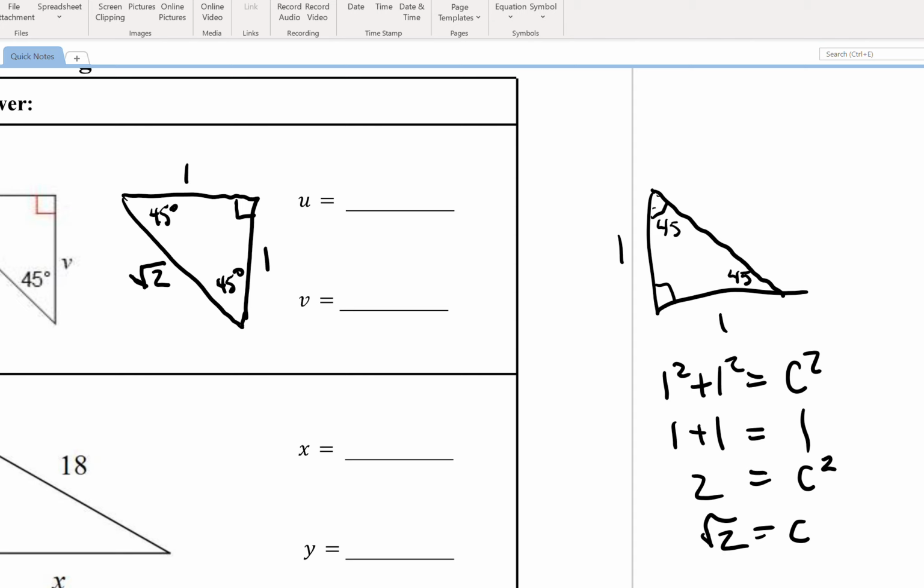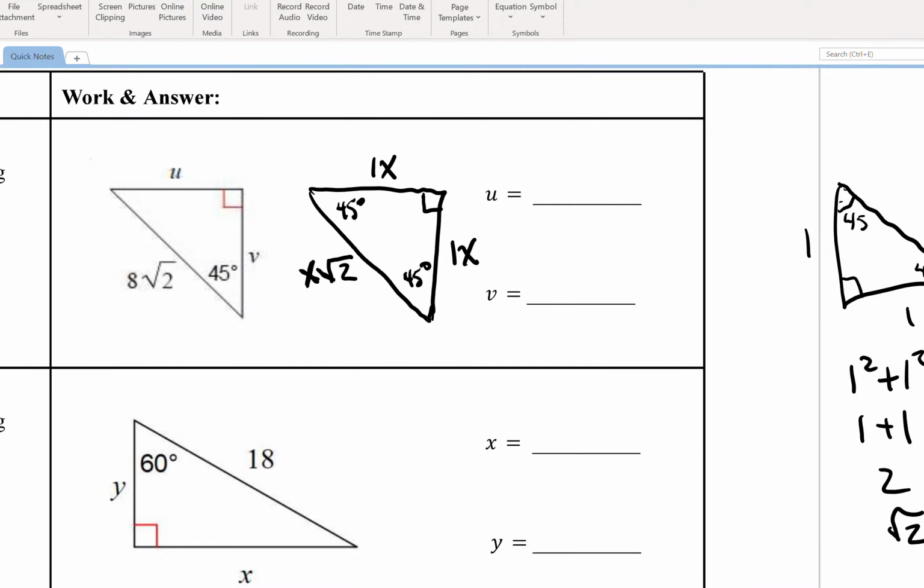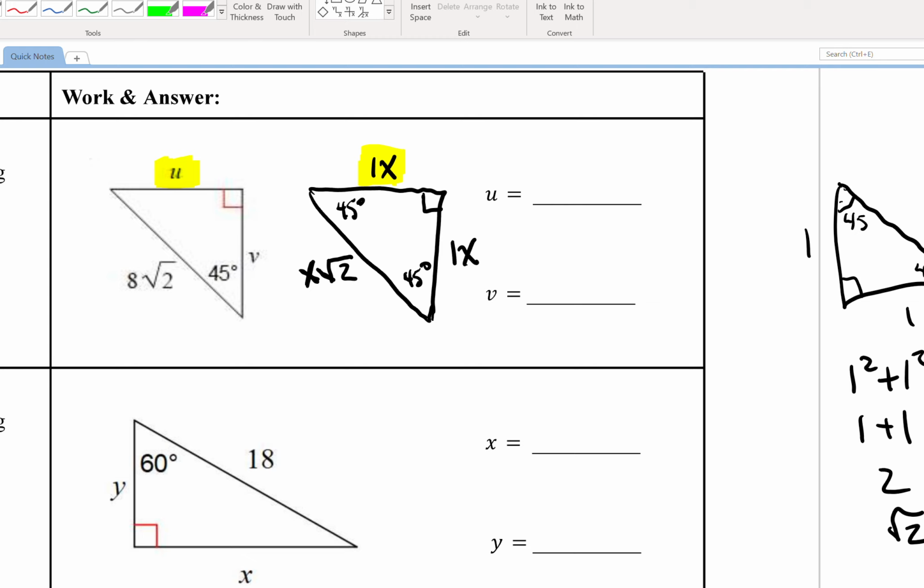Now, every 45-degree right triangle has that same ratio. But the values will change by some multiple. And so we would just say, well, let's multiply this. So this would be x, this would be x, and this would be x root 2. So if we multiply each of the ratios by the same amount, the ratio stays the same. So in this case, we can see the relationship here is this u corresponds to x. We figure out what x is, u will be the same. And since this x is the same here and here, then u and v will both be the same.